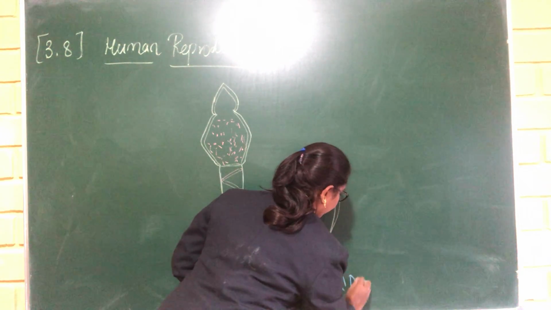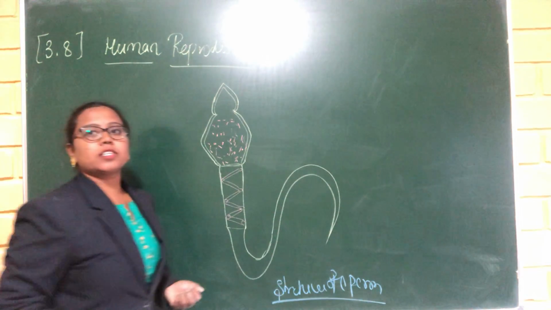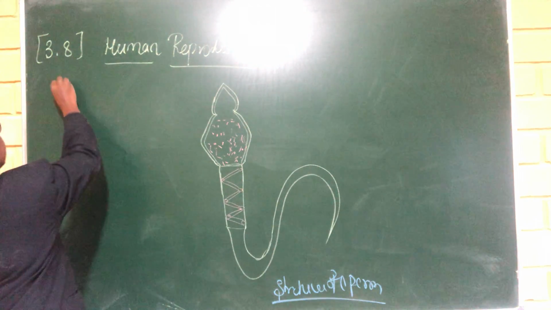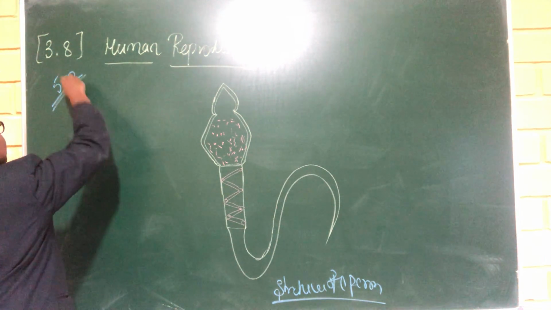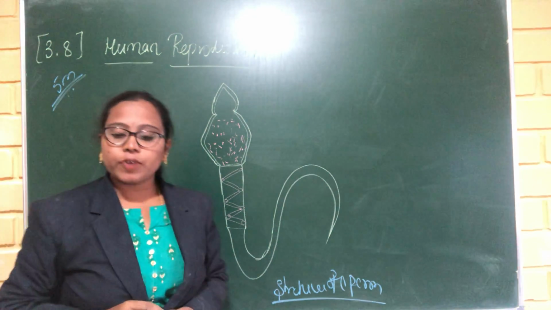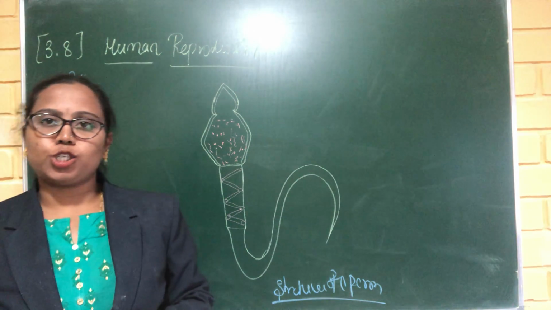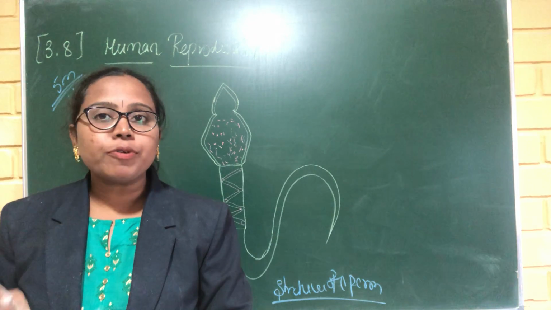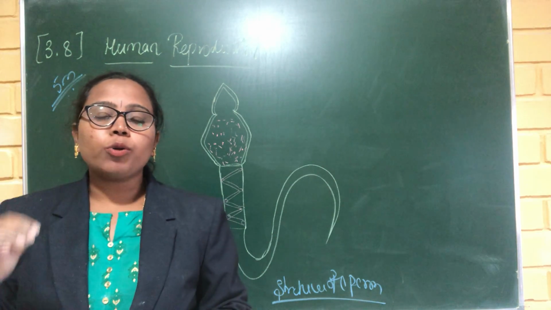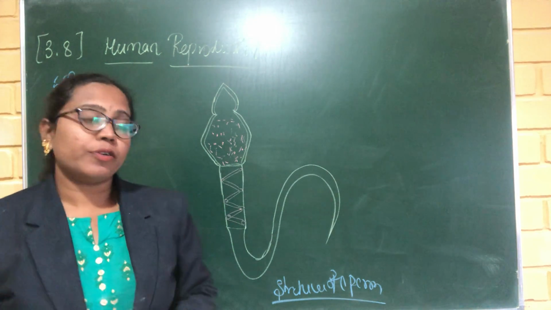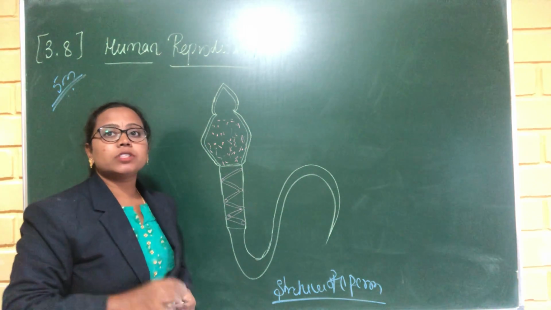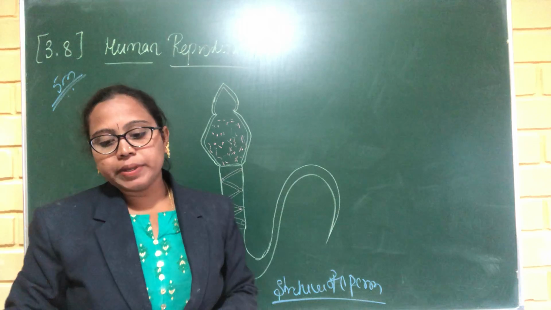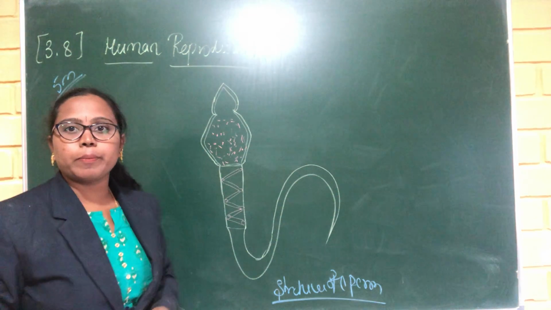Structure of sperm. This is a very important question for 5 marks from the examination point of view. Explain the structure of sperm or draw a neat and labelled diagram of sperm. At that time you have to draw a neat diagram with valid labels. See, this is the sperm.